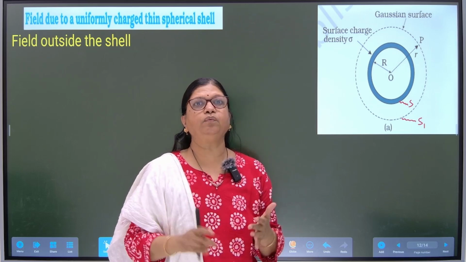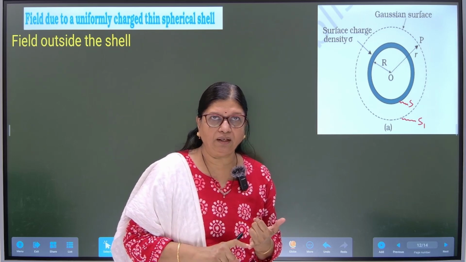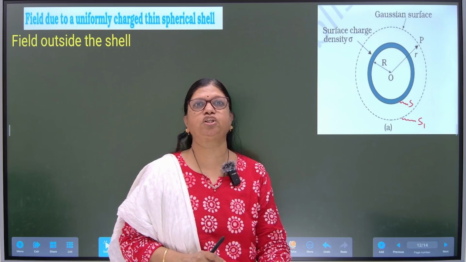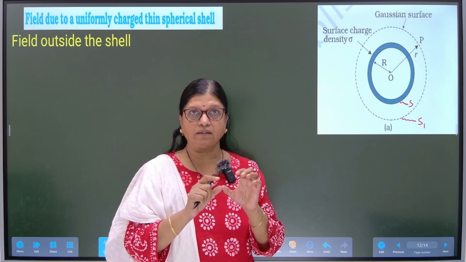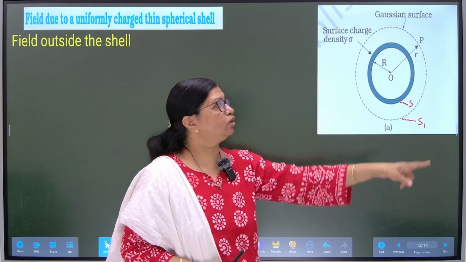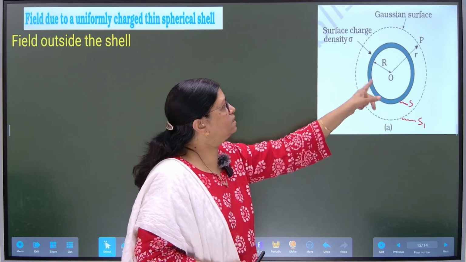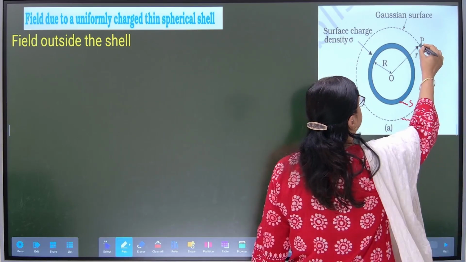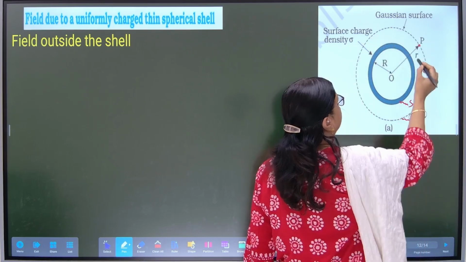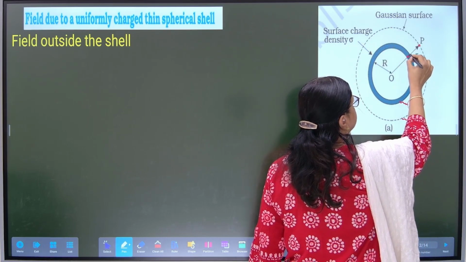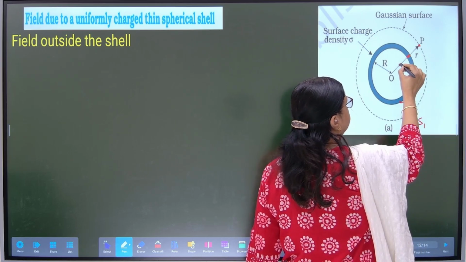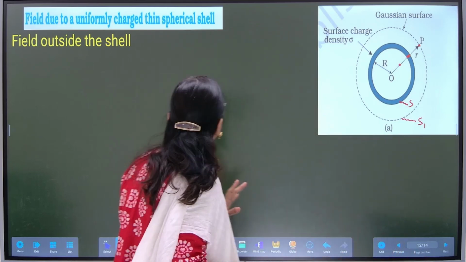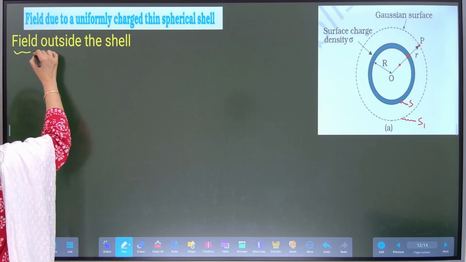When we are saying thin spherical shell, the word shell here means a hollow sphere, just like a plastic ball. Now we want to find out the electric field due to the spherical shell, which is thin, at a point outside the shell, at a point on the shell, and at a point inside the shell. So we will consider three different points, P outside, P on, and P inside. Right now we will start with field outside the shell.